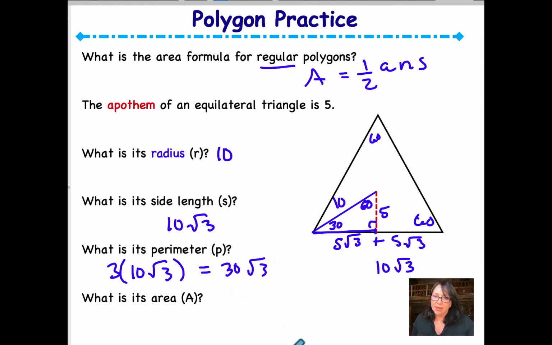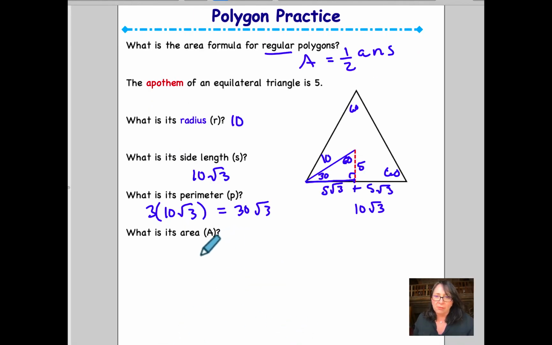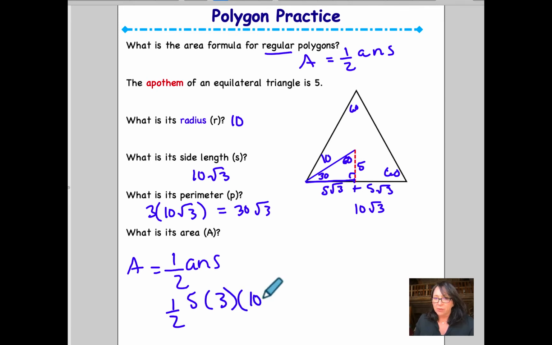To find the area then, you have 2 options. Option A is to use 1/2 a n s, which is to find the area of the equilateral triangle: 1/2 my apothem, times the number of sides, which is 3, times the length of one side, which is 10√3. And so I'm going to divide out the 2 with the 10. That makes 5. 5 times 5 is 25. 25 times 3 is 75.